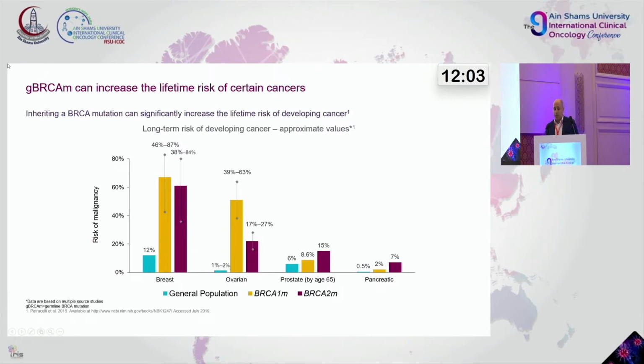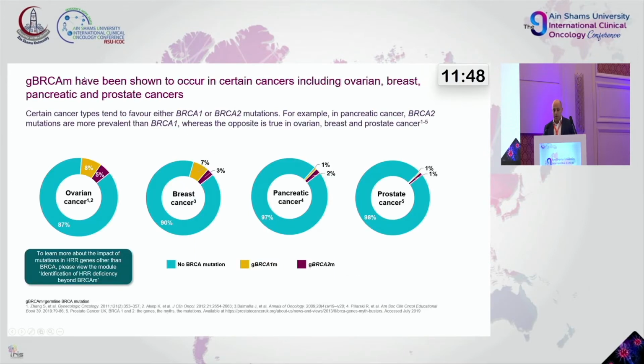What about the germline BRCA mutation? Of course, we do have germline mutations, and they are very common in breast, ovarian, prostate, and pancreatic cancers. This is why we can now somehow control these malignancies, and let's see how we do that later on. For ovarian cancer, the BRCA1 mutation rate is 8%.